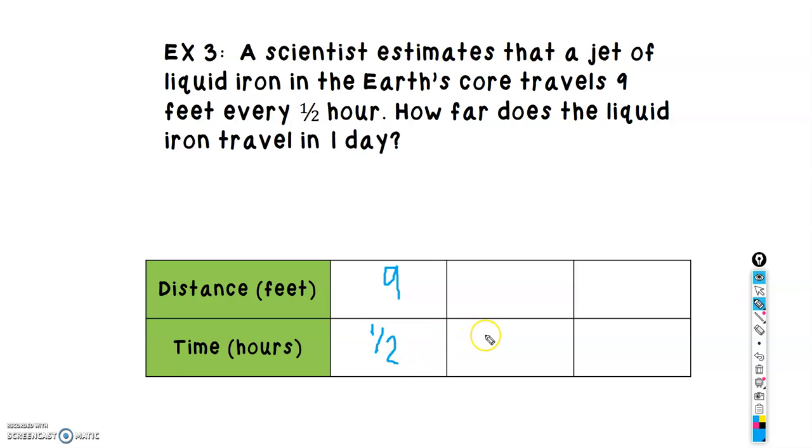And I know that there are 24 hours in a day. So how do I get from 1/2 to 24? I'm getting bigger. If I am not sure, if this is something I have no idea about, I can divide 24 by 2, divide your big number by your small number. If I do that, I should get 48. So 1/2 times 48 will give me 24. 9 times 48, let's see what we get here. I'm going to do this on my calculator. 9 times 48, I got 432 feet.